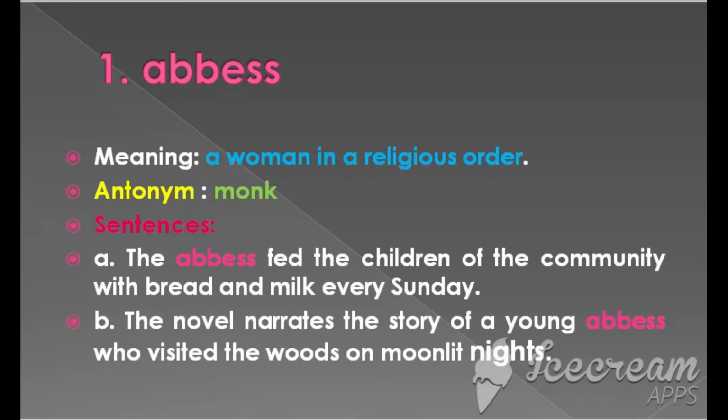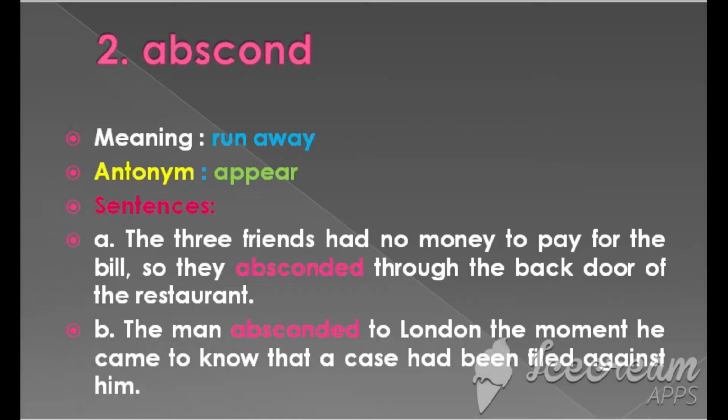Sentence number 2. The novel narrates the story of a young abbess who visited the woods on moonlit nights. Word number 2, abscond. It means to run away. The opposite of abscond is appear.